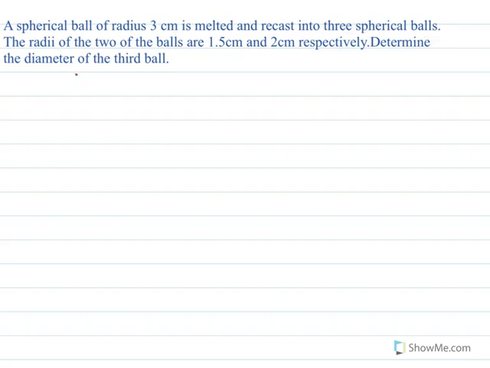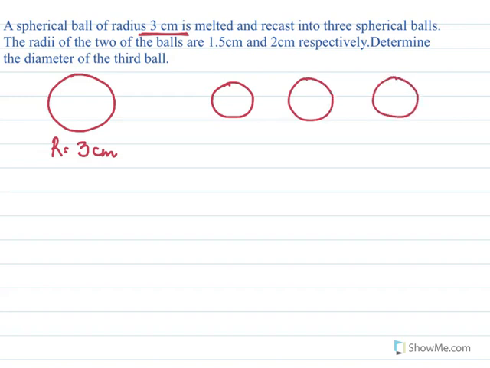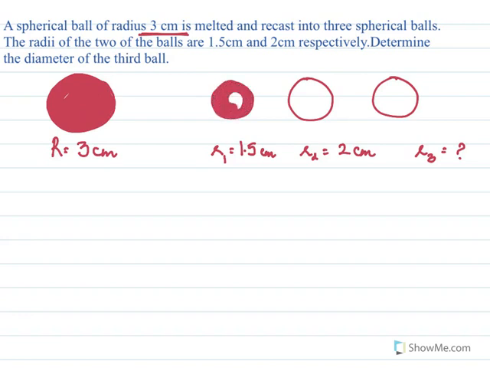So in this sum we have one single spherical ball of radius 3 centimeters. It is now recast into smaller balls having, say, radius R1 1.5 centimeter, R2 having radius 2 centimeter, and the R3 we need to find out. Now the volume of this large ball will be equal to the volume of these 3 balls.